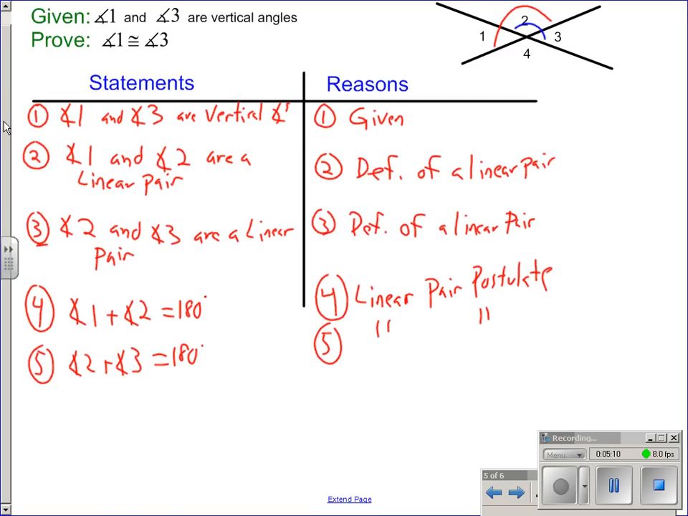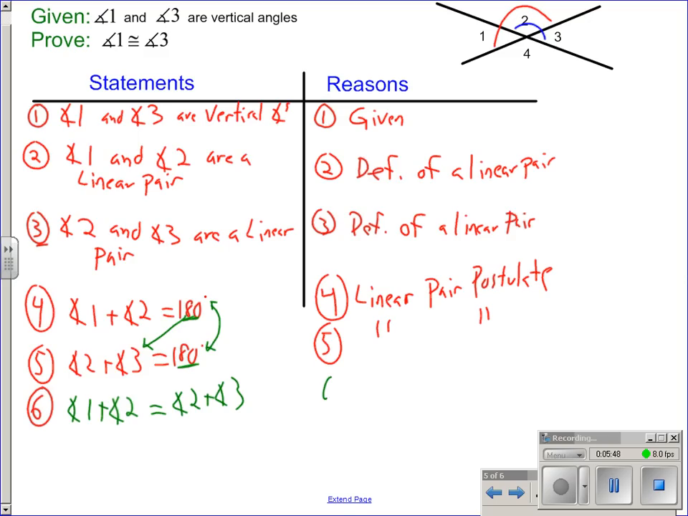All right, almost done. Now, just like in the first video, looking at statements 4 and 5, we're basically at a system of equations. Both of these equations equal 180, so we can set them equal to each other. Angle 1 plus angle 2 equals, and we take out this 180 degrees and replace it with angle 2 plus angle 3, because angle 2 plus angle 3 also equaled 180.